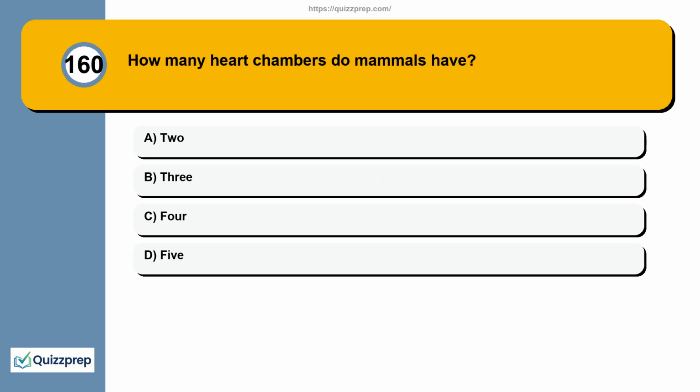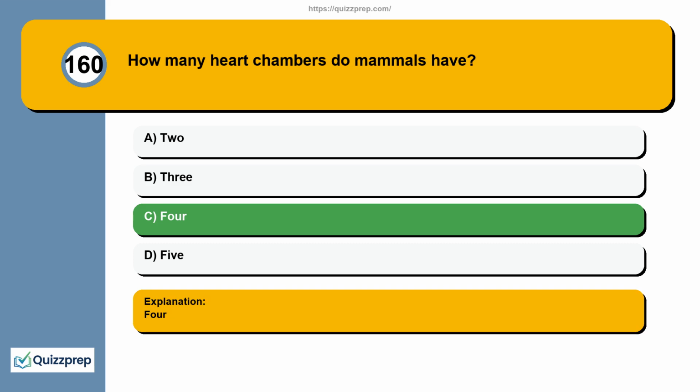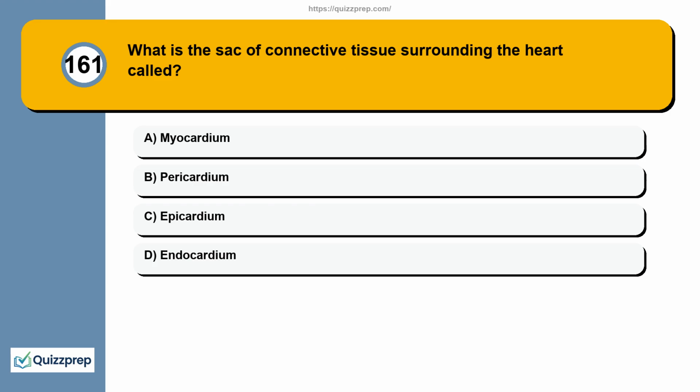Question 160. How many heart chambers do mammals have? Option A, 2. Option B, 3. Option C, 4. Option D, 5. The correct answer is option C, 4.